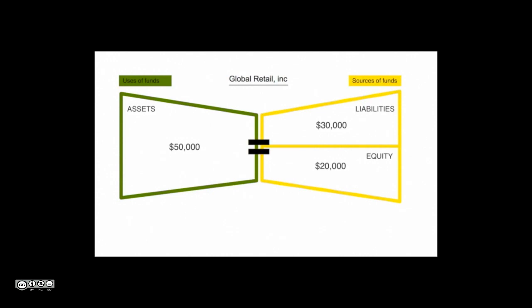So to rephrase this, assets of $50,000 equals liabilities of $30,000 plus equity of $20,000. And what we have just distinguished by doing this is what we call the accounting equation. Let's write this equation out in a more traditional format. Assets equals liabilities plus equity.